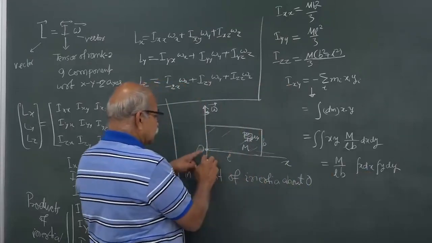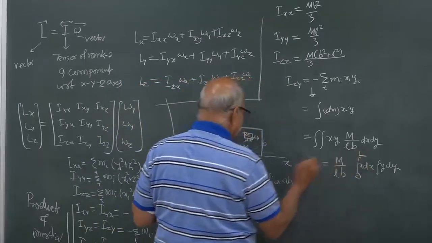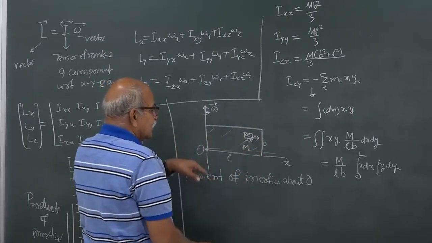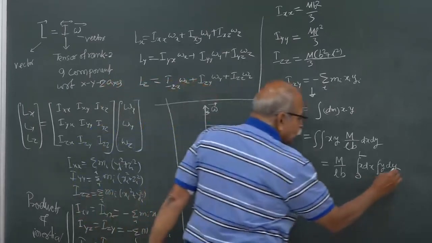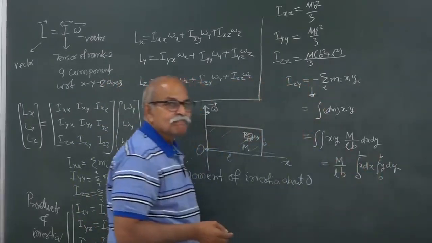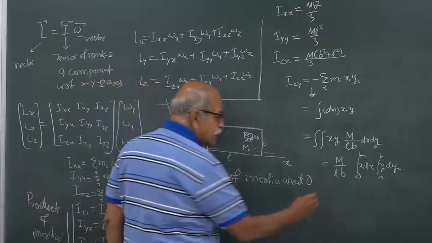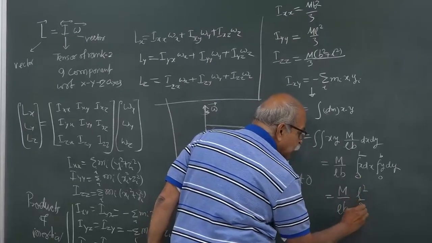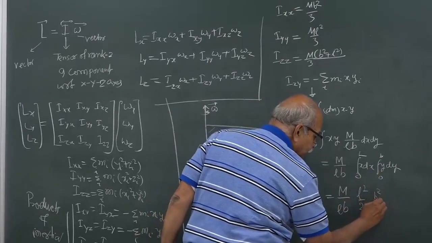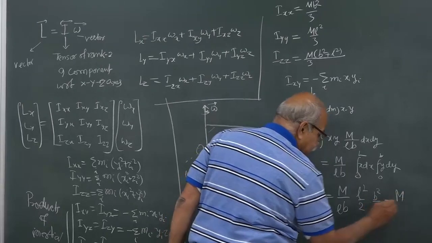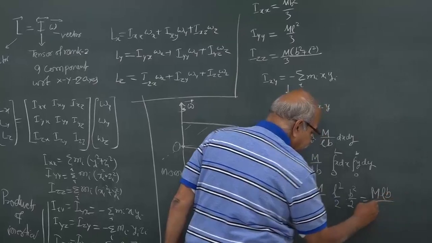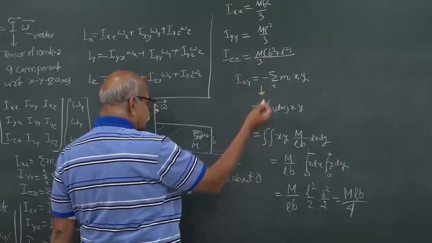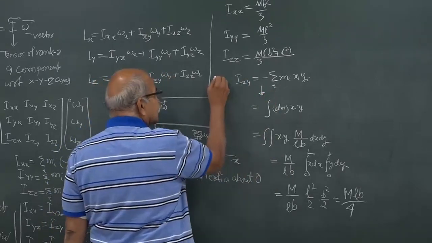x will go from 0 to L. You have to take this element here, everywhere, and then add, and y will go from 0 to b. The integration is fairly simple. It is M divided by L into b, L square by 2, b square by 2. So, M into L b divided by 4, that is Ixy and same as Iyx. Okay. This is same as Iyx.